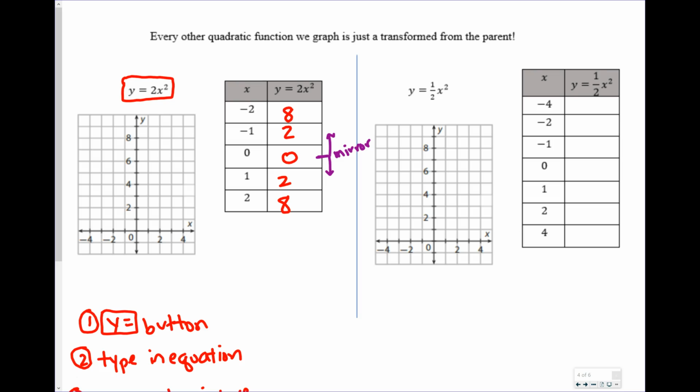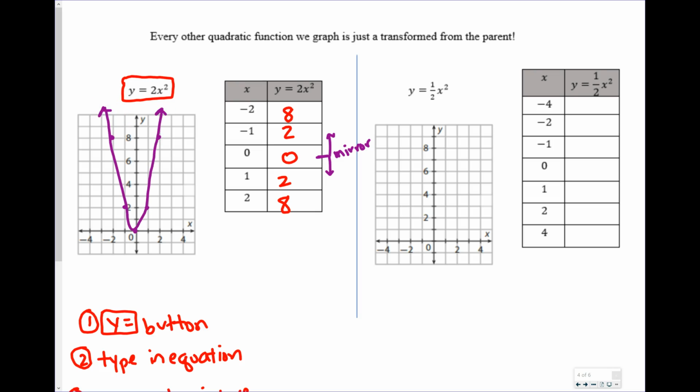So the calculator can easily get this table for you. Now all I have to do is plot the points. -2, 8. -1, 2. Oops, it's -1, 2, sorry. -1, 2. 0, 0. 1, 2, and 2, 8. And I've graphed y equals 2x squared.